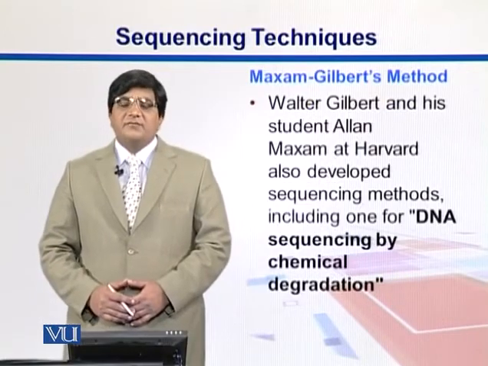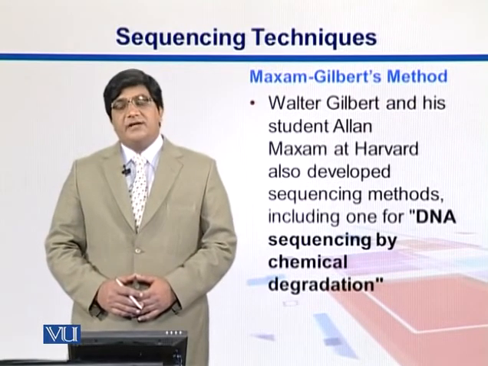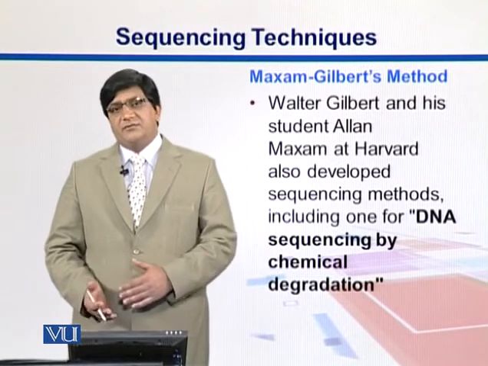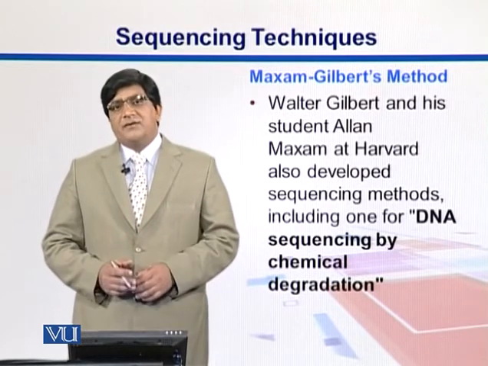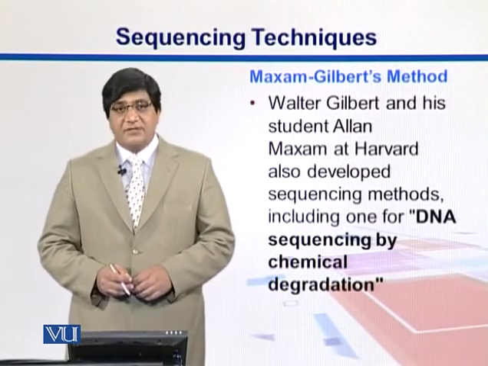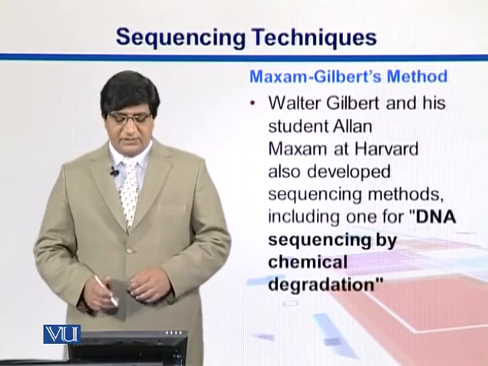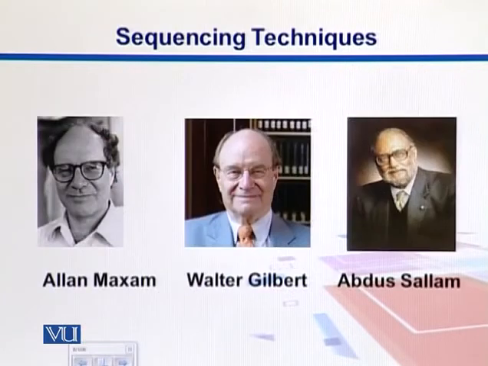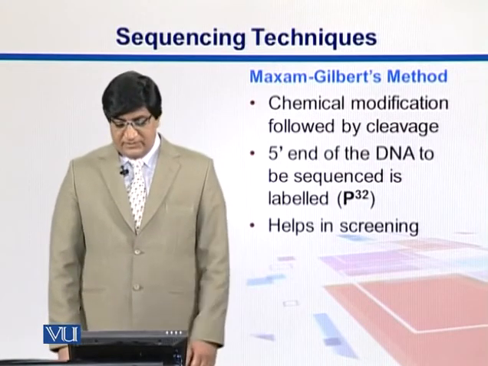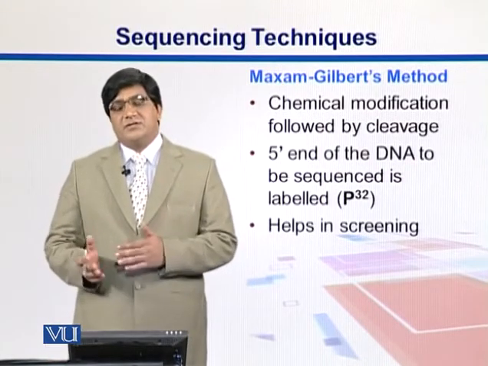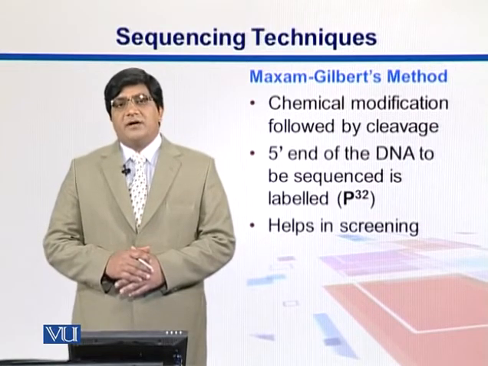Another method of sequencing was presented by Walter Gilbert and his student Alan Maxam while they were at Harvard University, and they had different methods. One of them, which I am presenting today and which became famous, is DNA sequencing by chemical degradation. So here are their pictures. Alan Maxam was a student of Walter Gilbert, and Gilbert was a student of Abdus Salam, a Nobel laureate originally belonging to our country, Pakistan. In this Maxam-Gilbert method, there is a chemical modification of those nucleotides, which is then followed by their degradation.